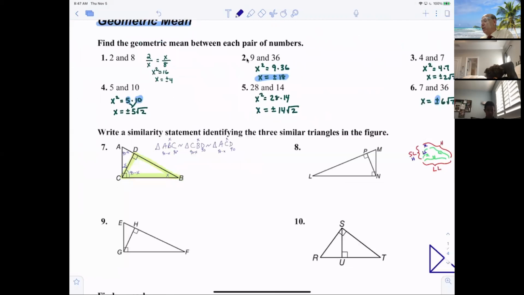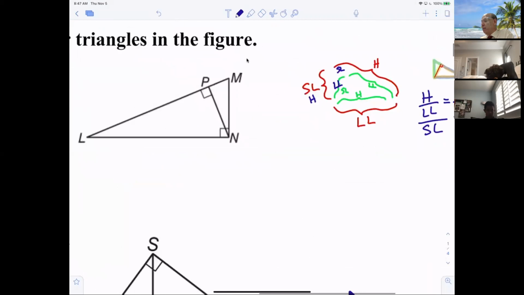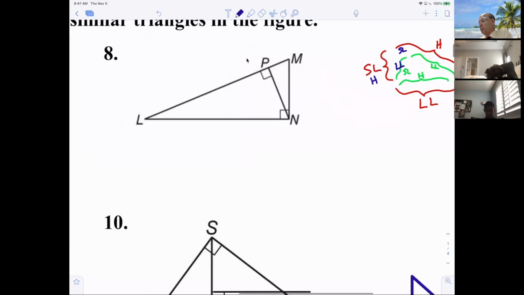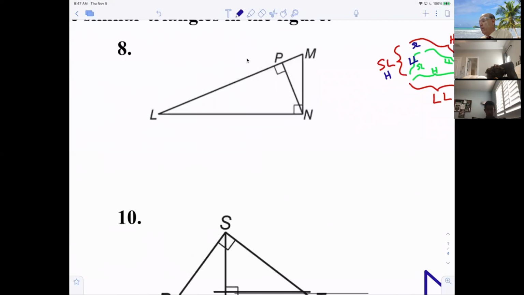Okay, here we go. Let's check out number 8. Let me give you a minute. Everyone try to do number 8. And please get it right. If we get it right, then guess what? We don't have to do the next one. If you miss it, we've got to do the next one.